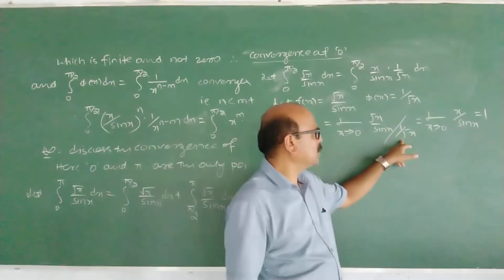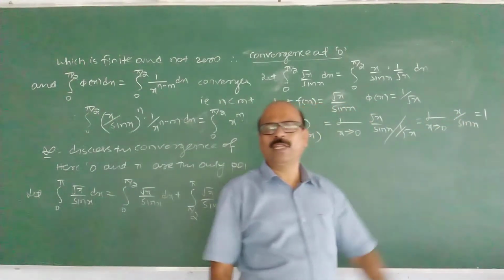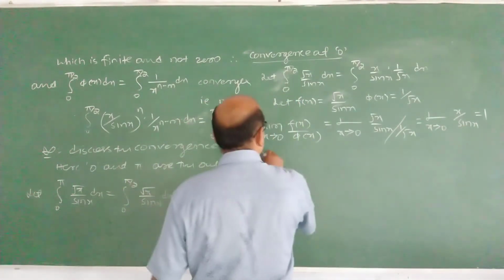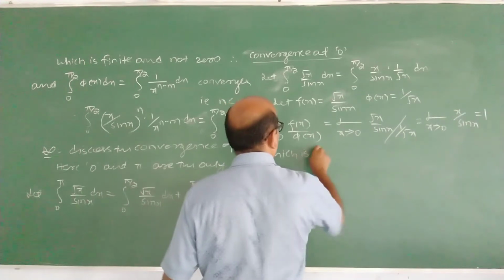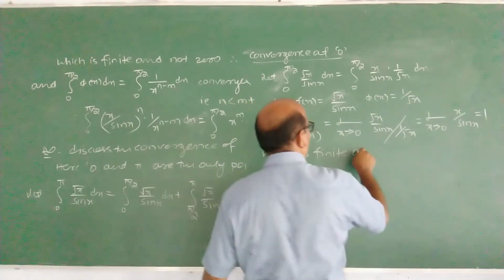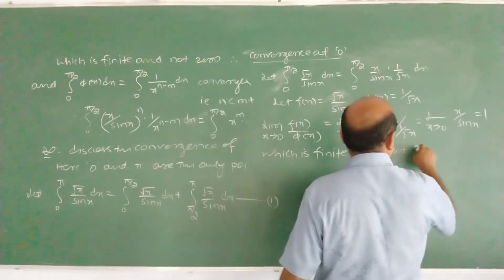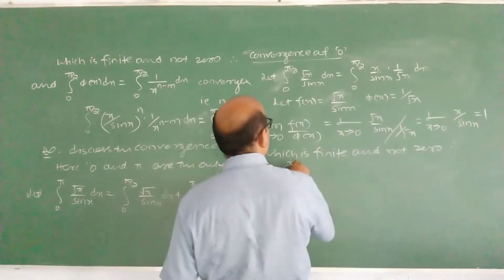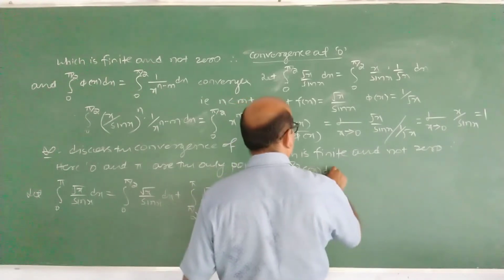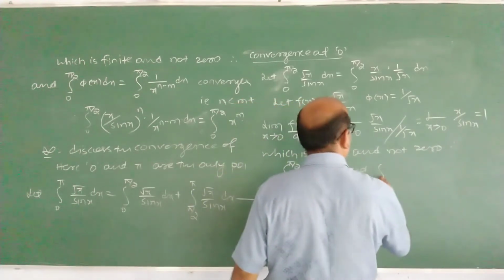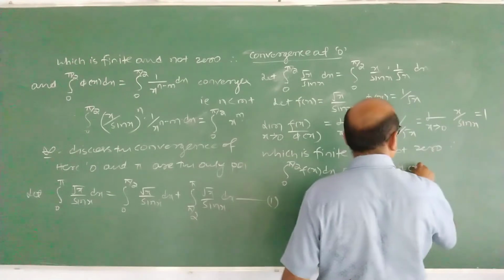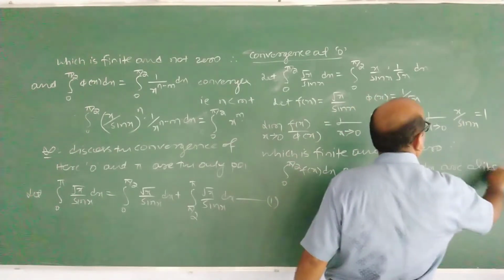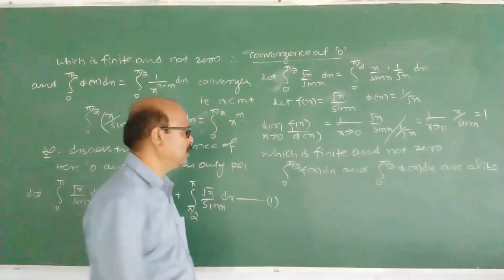Divide, take f(x) by g(x). It becomes x by sin x. What is the limit of x by sin x as x tends to 0? It is 1, which is finite and not 0. Therefore, integral 0 to pi by 2 f(x) dx and integral 0 to pi by 2 g(x) dx are alike. Either both converge or both do not converge.